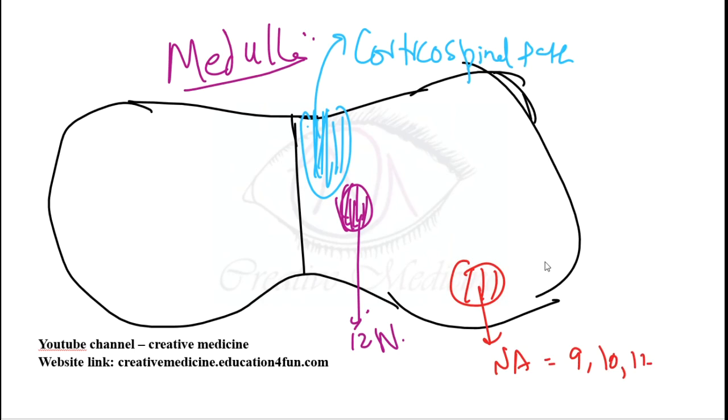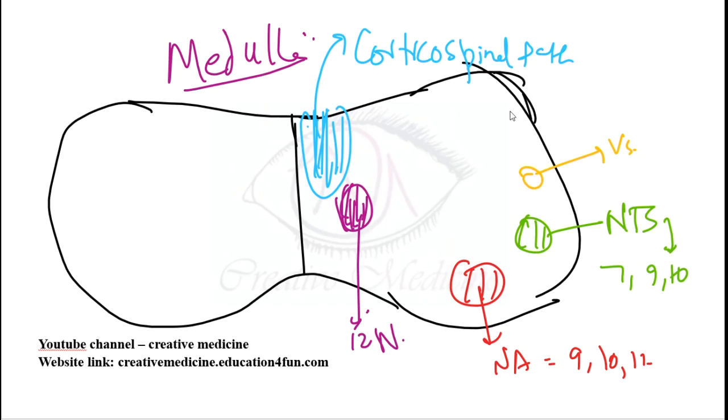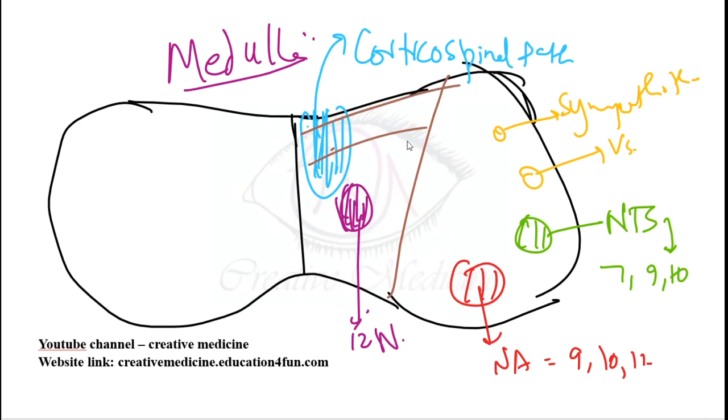Then we have the nucleus tractus solitarius, which is for the 7th, 9th and 10th nerves. Then we have here the 5th nerve, and here you will see the presence of the sympathetic chain. So these are the main things which are seen here. Now there are two syndromes: first we have medial medullary syndrome, second we have lateral medullary syndrome. If there is a lesion here, it is medial medullary syndrome.